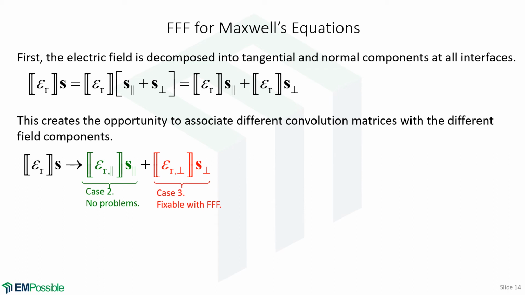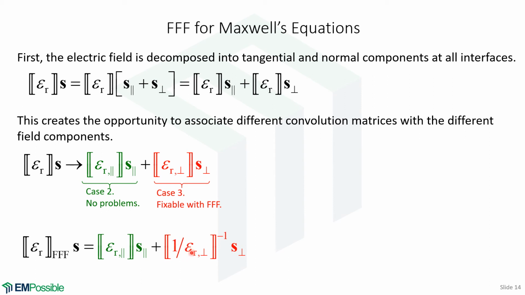The last term, this is case 3. This has a problem, but we can fix this with fast Fourier factorization. At an interface, the permittivity will be discontinuous. So will that normal component, or the perpendicular component, but the product is continuous. We can fix that with fast Fourier factorization. So that's exactly what we do.